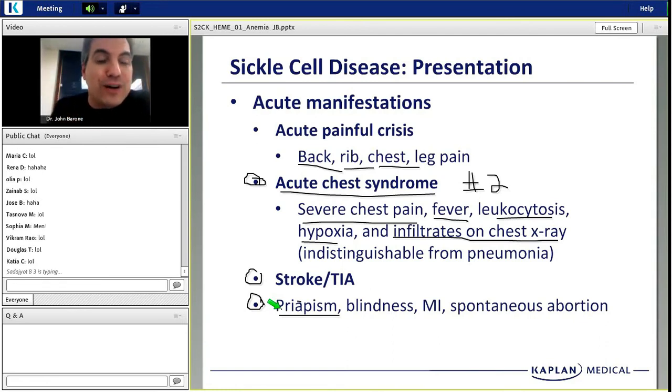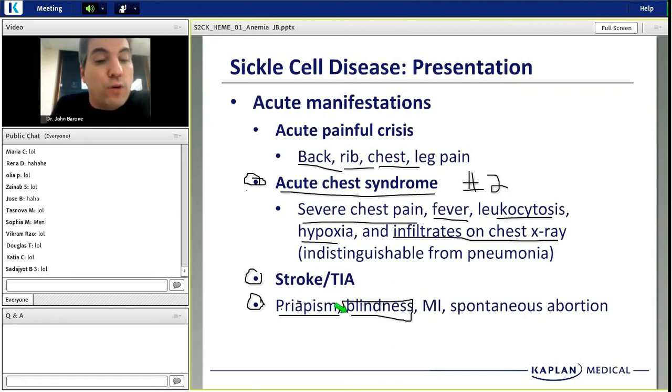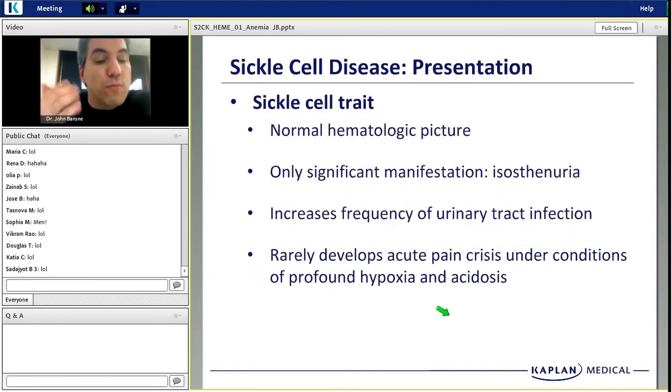So again, we got 4 emergencies here. Number 1 was the acute chest syndrome because that's a big killer. Number 2 is a stroke. You don't want a stroke. Number 3 is priapism. Number 4 was the retina and blindness. These are emergencies. You can also get MIs too. We'll have to do something special. All right, now let's talk about presentation and then treatment.